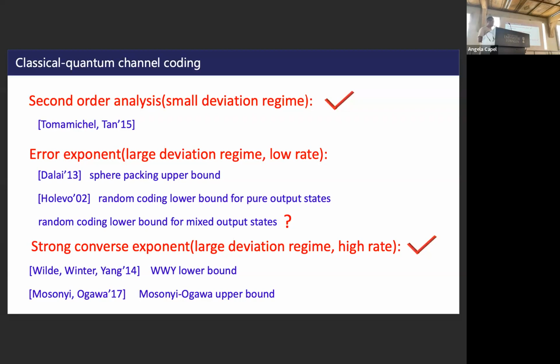Hayashi derived the random coding lower bound when the output states of this channel are pure. This lower bound is also in terms of the Petz Rényi relative entropy. However, when the output states are mixed, determining the random coding lower bound is still a very difficult open question.